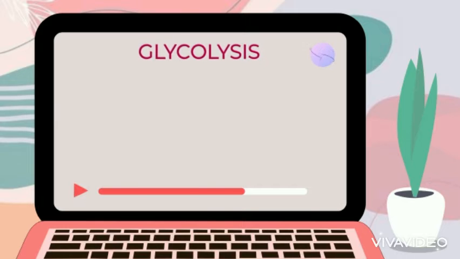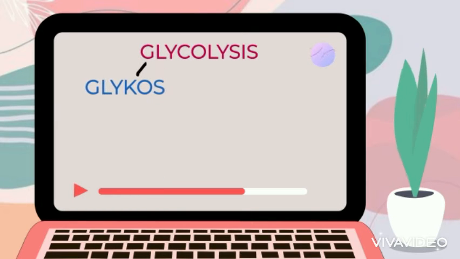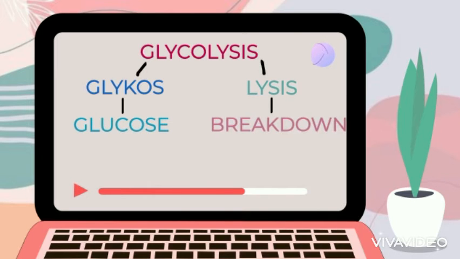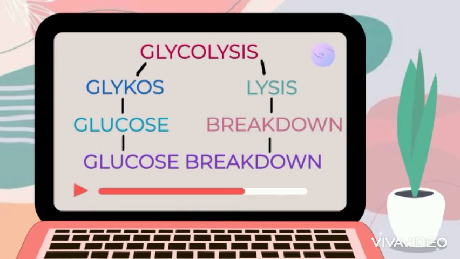The term glycolysis comes from the Greek words glykos, meaning glucose, and lysis, meaning breakdown. When combined together, it becomes glucose breakdown. Simply said, that's how it's explained.